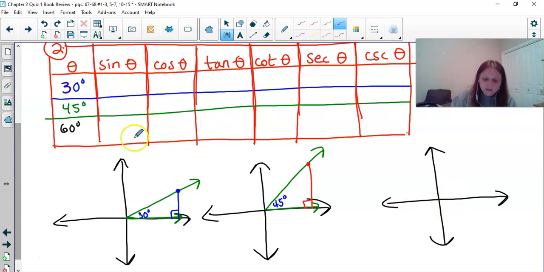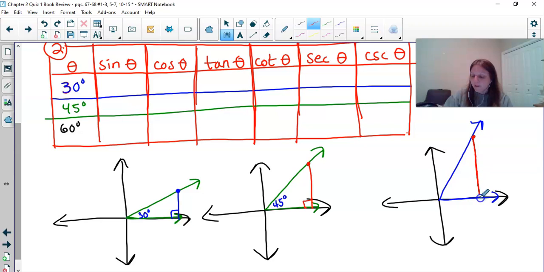This third one is 60 according to the table here. So again, go ahead and draw a 60-degree angle. That's going to be a little bit more than 45, maybe somewhere up in here, just your best guess. And same deal, put a point and drop your perpendicular. And this is 60 degrees.